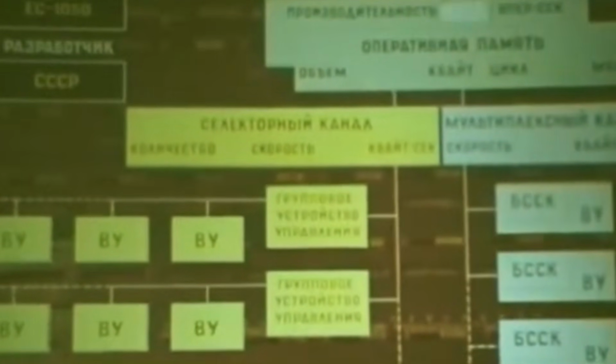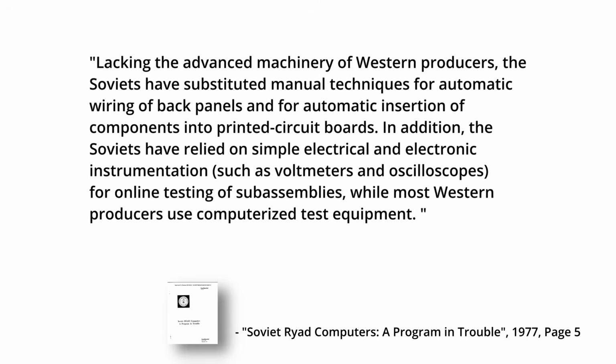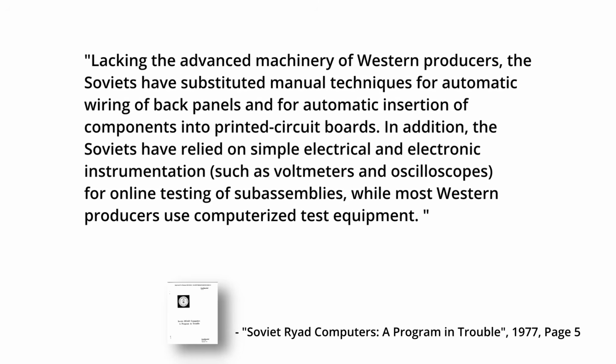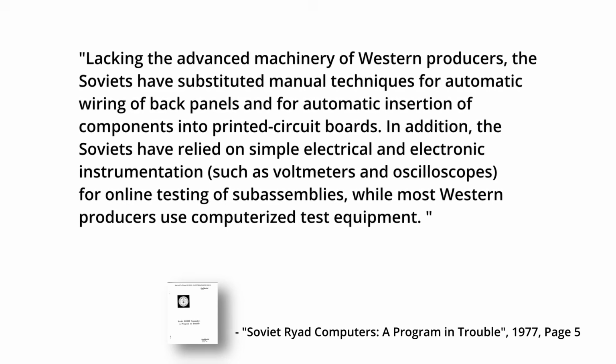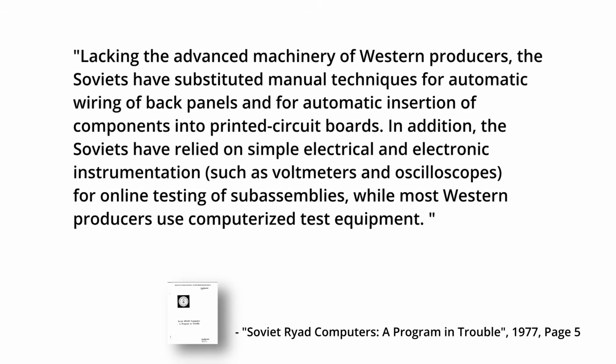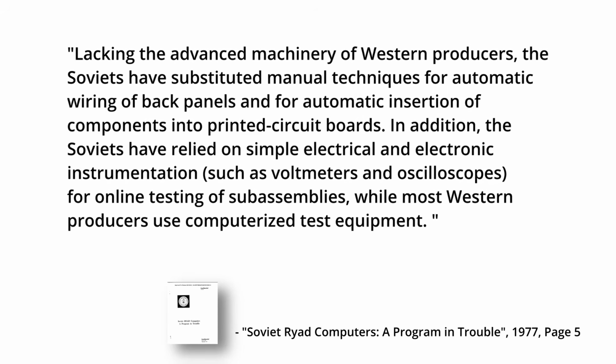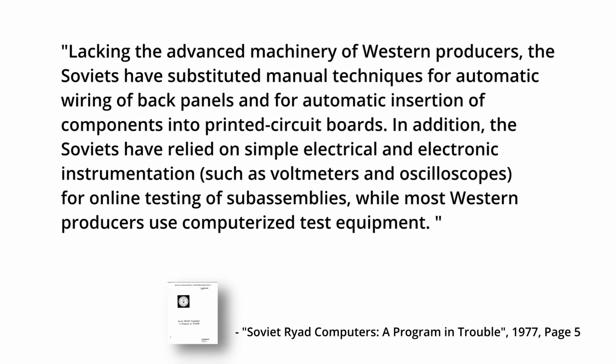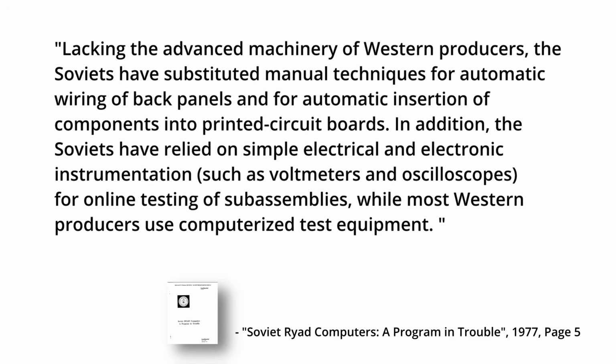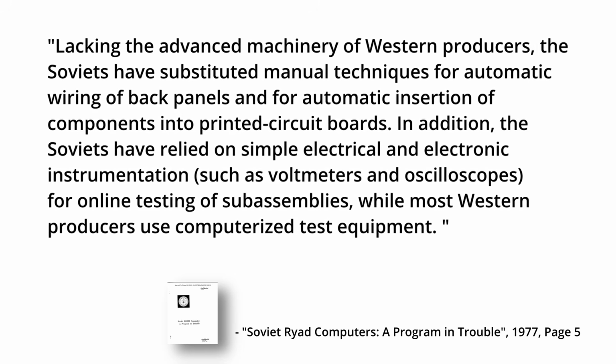Additional bottlenecks occurred due to the Soviet Union's lack of automated machinery for producing computer components. According to one source, lacking the advanced machinery of Western producers, the Soviets have substituted manual techniques for automatic wiring of back panels and for automatic insertion of components into printed circuit boards. In addition, the Soviets have relied on simple electrical and electronic instrumentation such as voltmeters and oscilloscopes for online testing of subassemblies, while most Western producers use computerized test equipment. There was also a severe lack early on of available integrated circuits, as the Soviets struggled to produce them in anything but small batches, most of which went to the military.